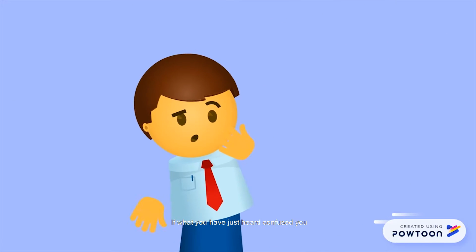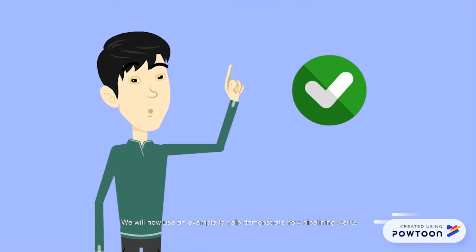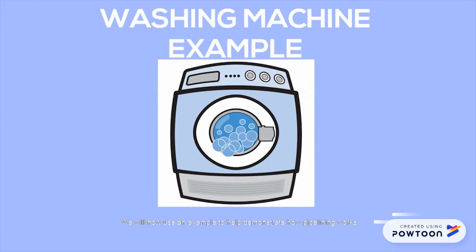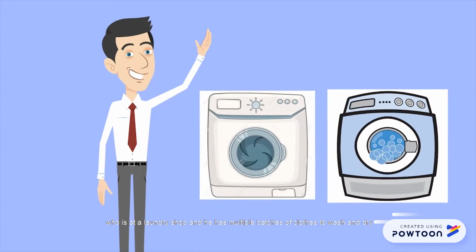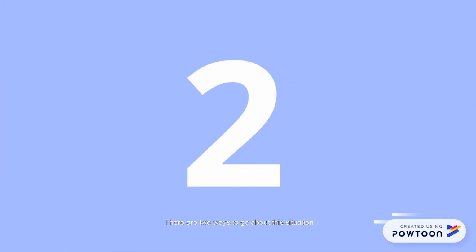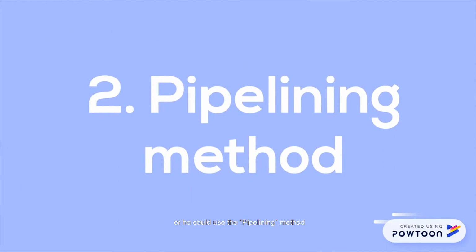If what you have just heard confused you, then you have come to the right place. We will now use an example to help demonstrate how pipelining works, which will help you understand it much better. So, we have this guy called Clinton, who is at a laundry shop, and he has multiple batches of clothes to wash and dry. There are 2 ways to go about this situation. He could just wash and dry each batch separately, or he could use the pipelining method.